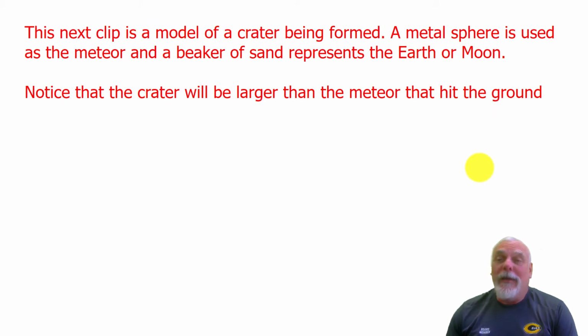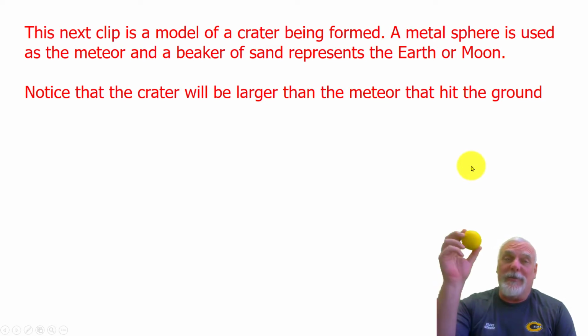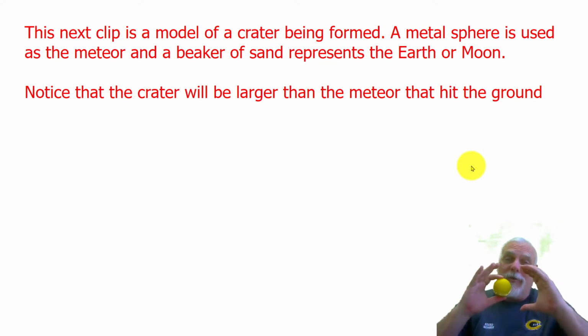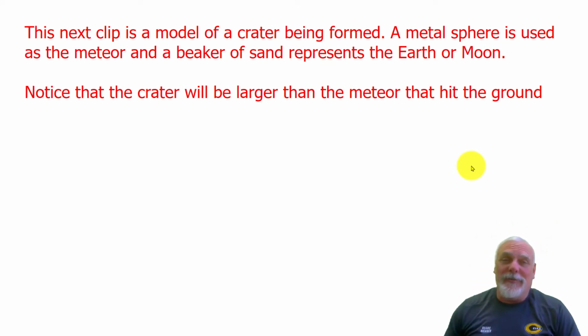This is pretty neat. A metal sphere is used as the meteor, and a beaker of sand represents the Earth, or it could represent the moon or any other planet. Notice that the crater will be larger than the meteor that hit the ground. So when the meteor hits the ground, the crater is not just going to be the same size as the meteor. The crater, after it's done, will be bigger than the object itself.